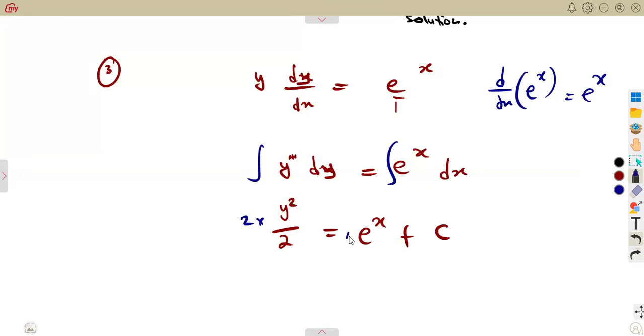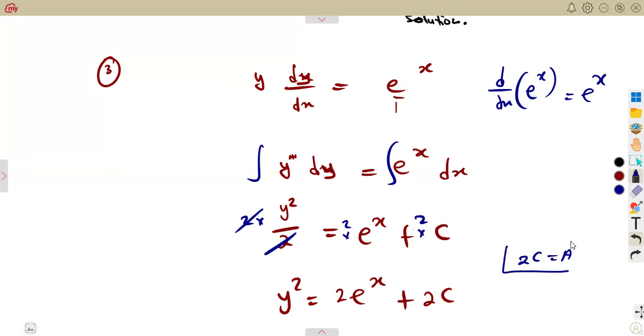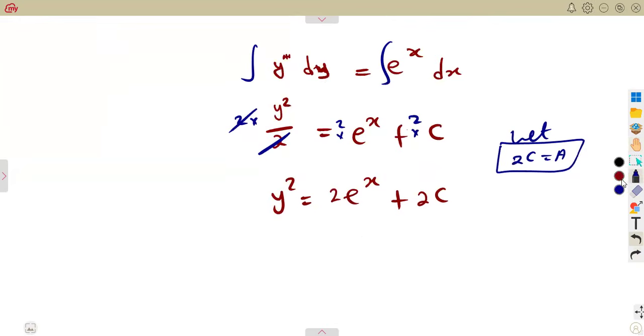Again, I can just multiply by 2 here to remove the numbers affecting there. That's y squared is equal to 2e to the exponent of x plus 2c. So this can be represented with a constant a if we let 2c be equal to that. Therefore, y squared is equal to 2e to the exponent of x plus a, which is our constant.